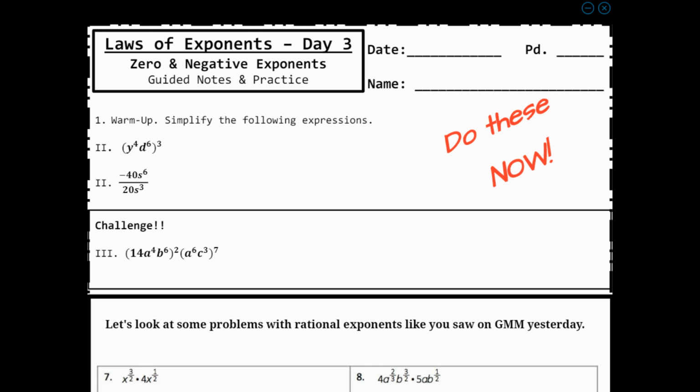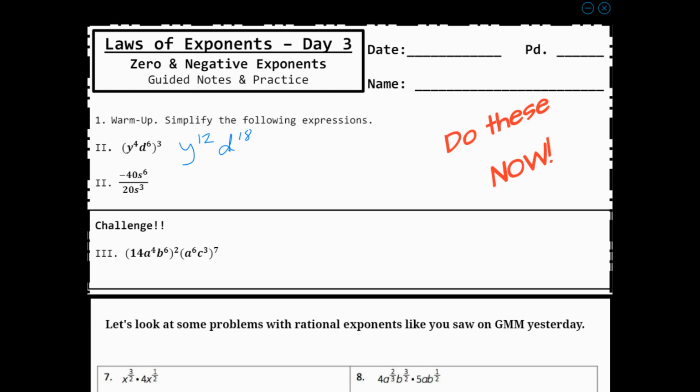So what did y'all get for this first one? What are you going to do when you have power to a power? You add. Yep. Yvonne was right. What did you say, Yvonne? Multiply. You're going to multiply the powers to the power outside. So y is going to be to what power? The fourth. 12, because 4 times 3 is 12, and then d is 18.